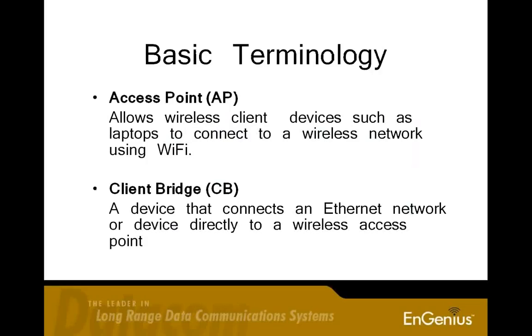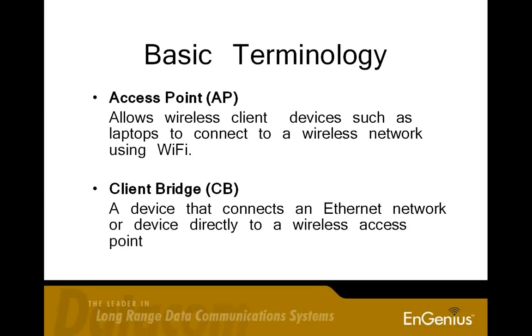Let's start with some basic terminology. Access point, or AP. This allows a wireless client device, such as a laptop, to connect to a wireless network using Wi-Fi. Think of an access point as a central point of communication. Wireless clients communicate on the network through an AP as long as they're within range of that AP or access point.